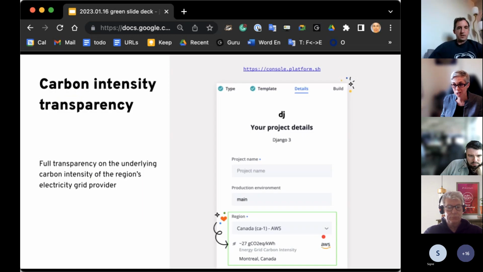Okay, so in order to do that, we provide what we call a region picker, and so you can really compare the different offers that are available and pick the greenest region. And since we put this into place, we're really seeing a pickup with people choosing greener regions.